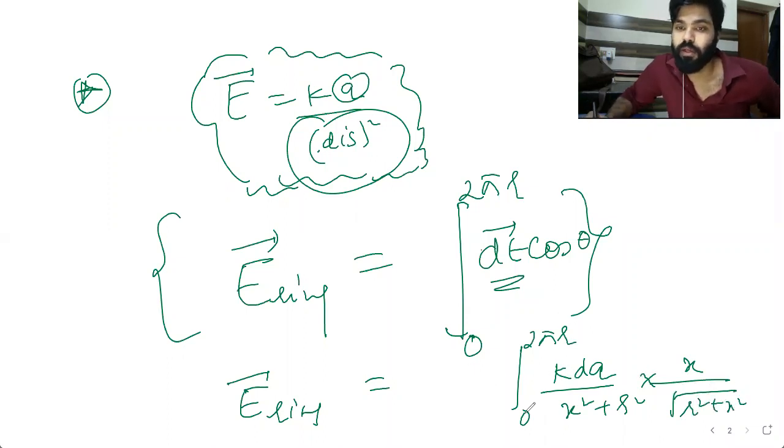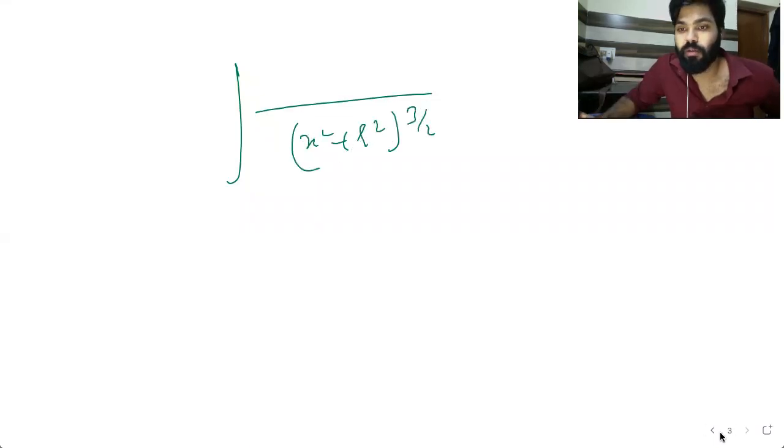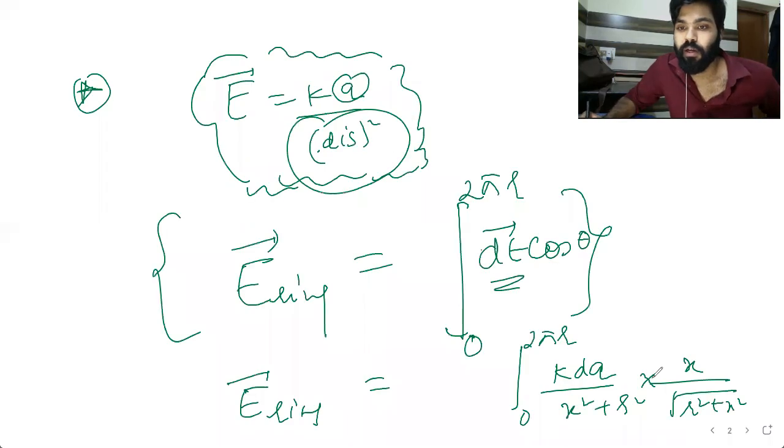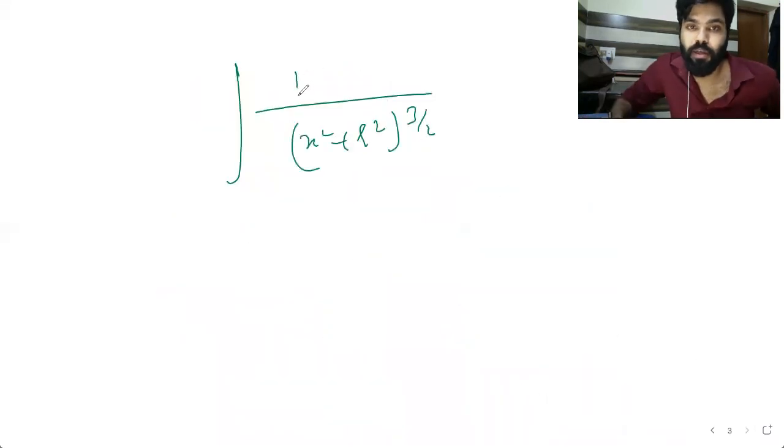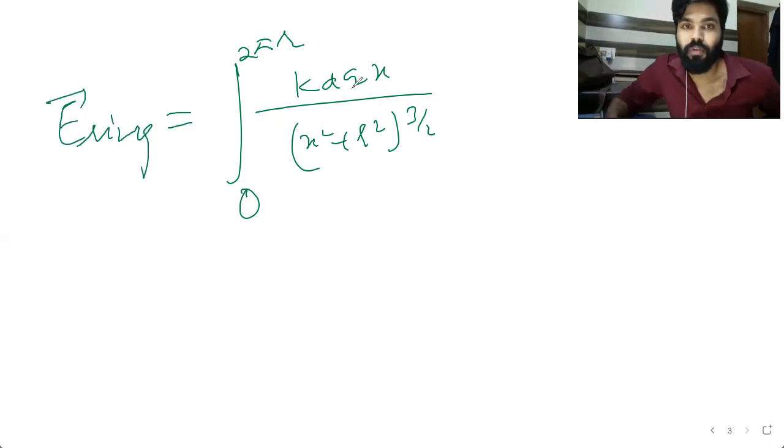So you have to integrate this expression. Next step, we have denominator x square plus r square whole raised to the power 3 by 2, and in the numerator we have k dq x, and you have to integrate over 0 to 2πr. This is what the electric field of the ring is. So now you have to find the value of dq.